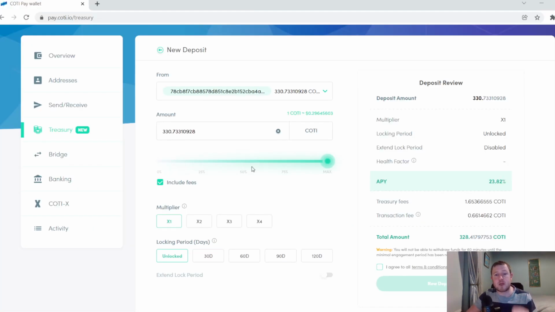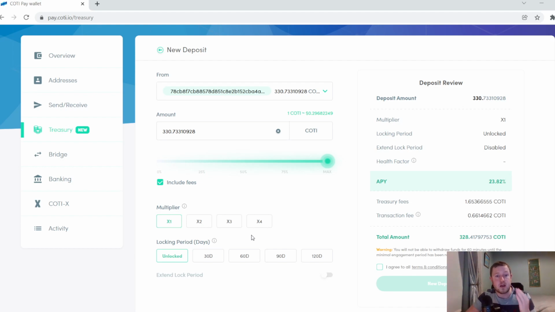So when you try and make a deposit into the Treasury, the default option will always be a 1x multiplier and unlocked. This is essentially depositing all of the COTI that you own and no more. When you do this, you are going with the risk-free option and you will never have to worry about any liquidations or anything like that. For anybody who is unsure about what a liquidation is, basically it is losing everything that you deposit into the Treasury. So for people who go with this 1x option and unlocked, you will receive a lower APY because you are taking much less risk.